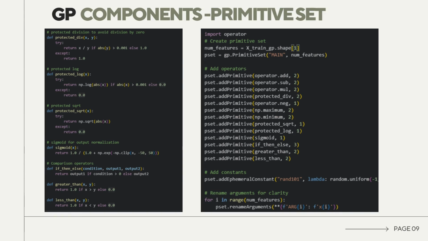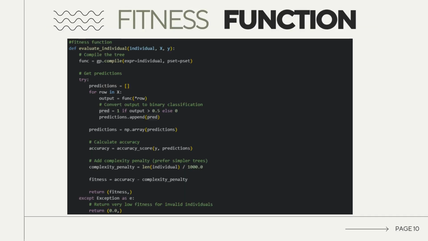Like taking the log of negative numbers. So evolution can explore more freely without errors. Each individual in our population is a tree, made of these primitive combined 16 features. So the fitness function is very crucial.